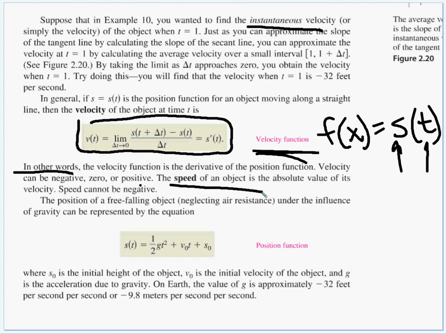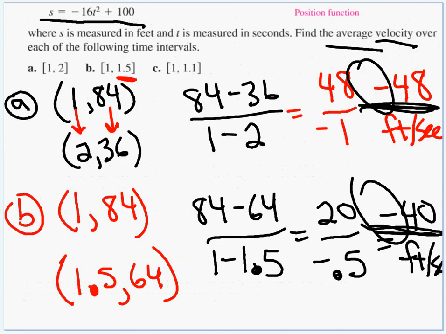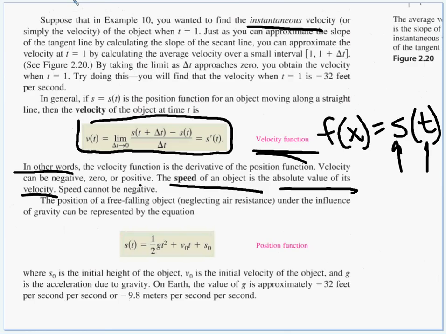The speed of an object is the absolute value of its velocity. So back to here, we dropped the billiard ball. You could say this billiard ball's speed is 48 feet per second. Its velocity is negative 48. The negative tells us that the ball's headed down. If the velocity was positive 48 feet per second, that would mean that the ball had been thrown up into the air.